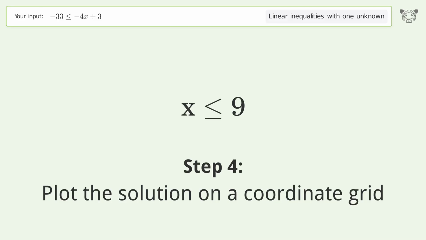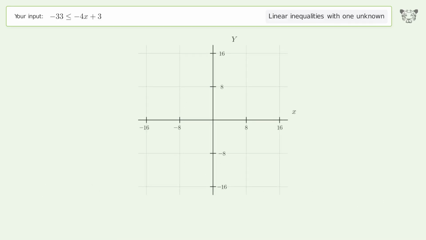Plot the solution on a coordinate grid. And so the final result is x equal or smaller than 9.